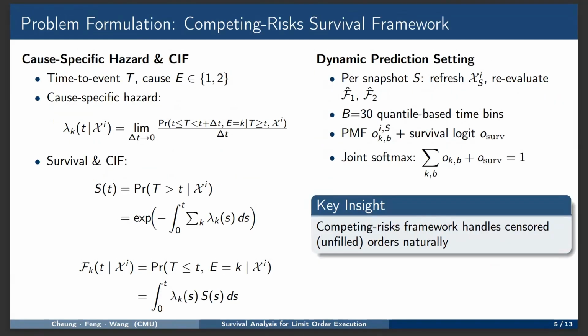This is an application of DynamicDeepHit, originally developed by Lee for clinical longitudinal data, to financial microstructure. We adapt the competing risk framework with two causes, favorable fills and toxic fills. For each cause, we estimate a cause-specific cumulative incidence function, discretized into 30 quantile-based time bins, output as a joint softmax that includes a survival logit. Censored unfilled orders are handled naturally without any special casing.